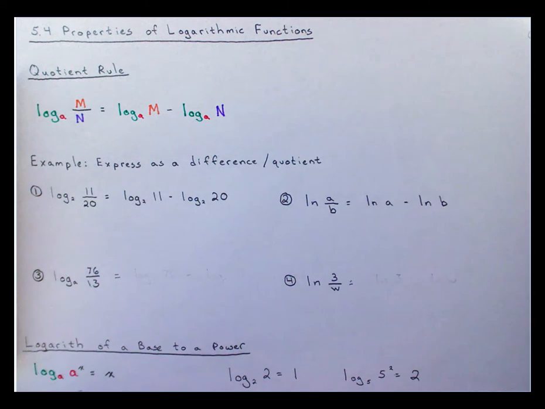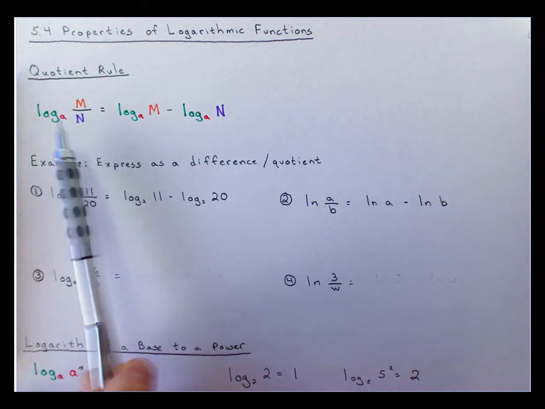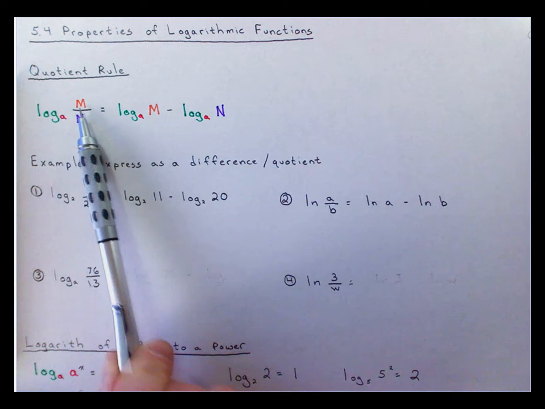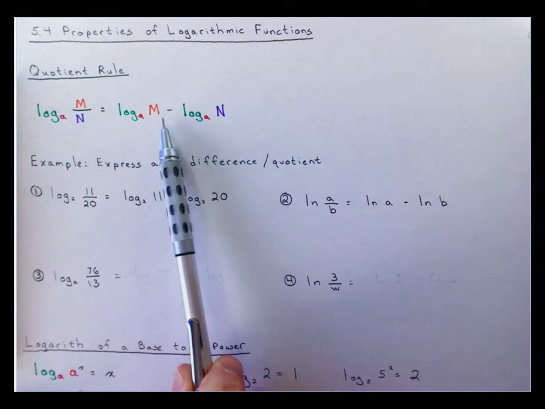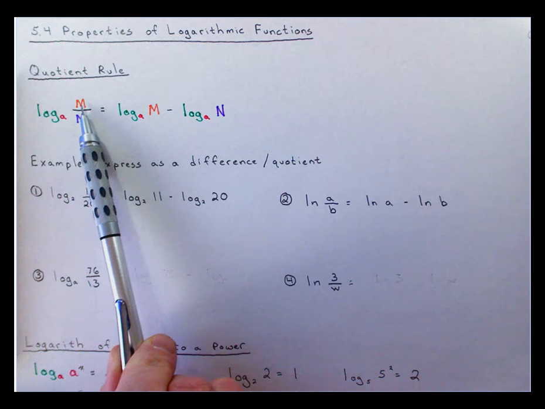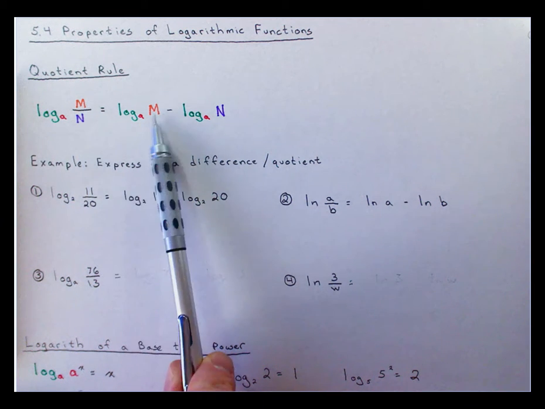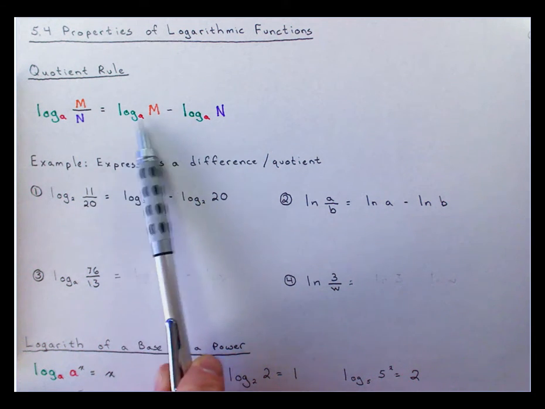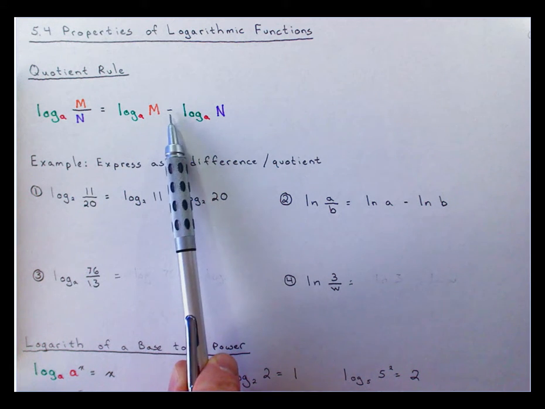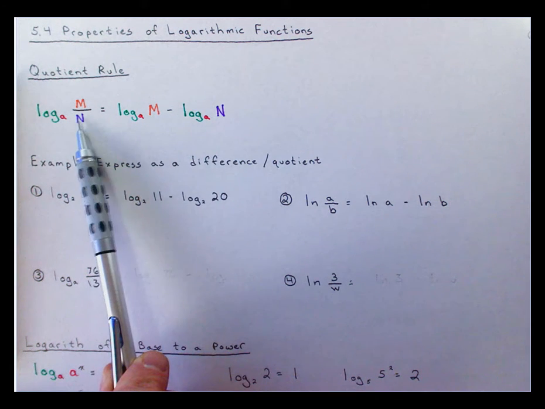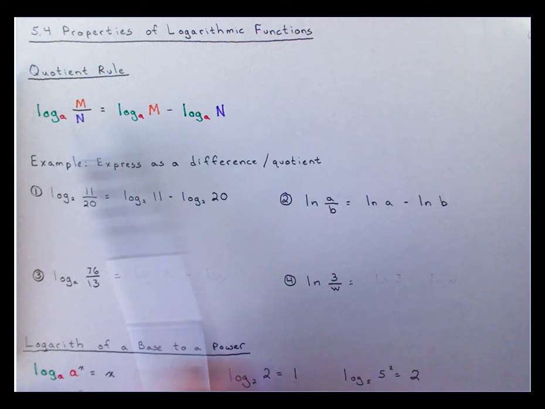Hello everyone. Continuing on with properties of logarithmic functions, we're going to talk about the quotient rule. This is my basic formula. What I say is log base a, and then I have a quotient. Well, I can rewrite that as a difference. M is my numerator, and that's the first term. So log base a of m minus log base a of my denominator, n, minus log base a of n.